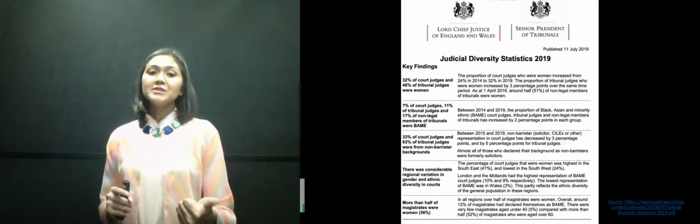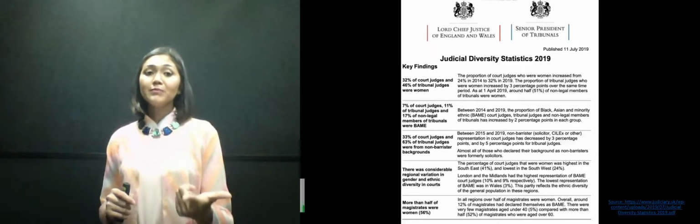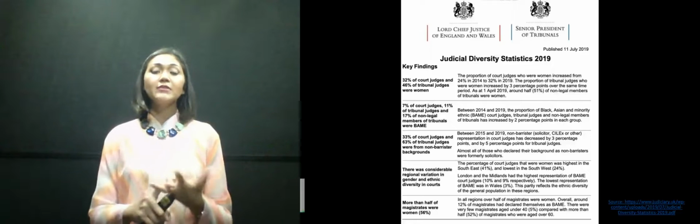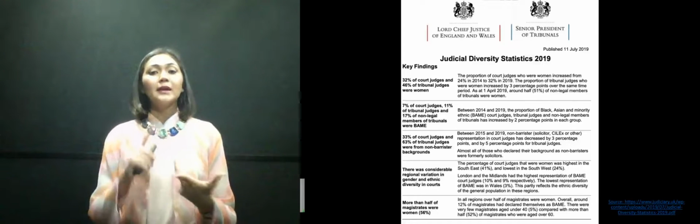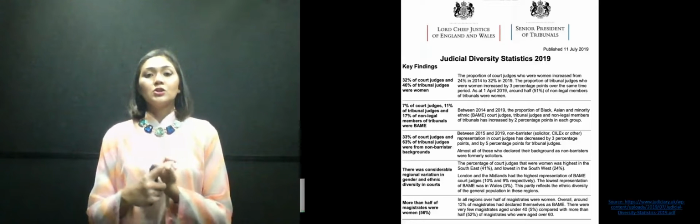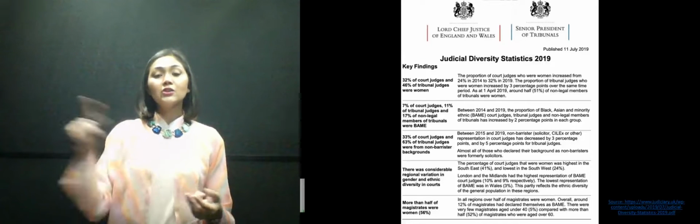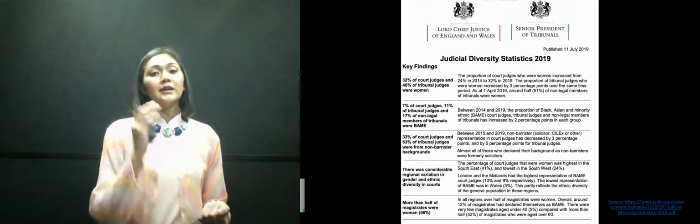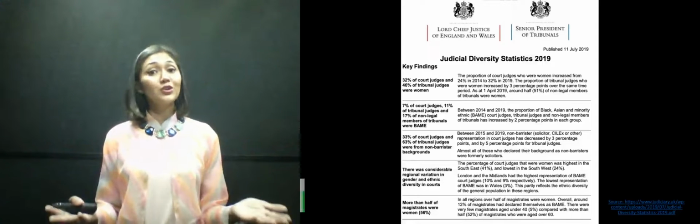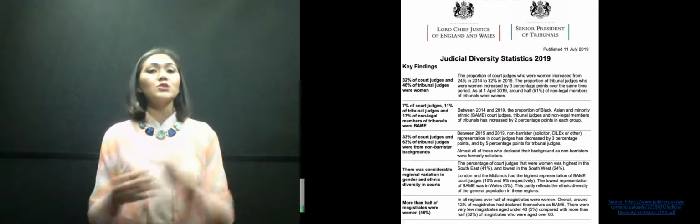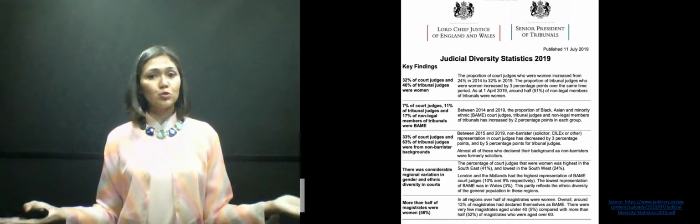At the second point, BAME stands for Black, Asian, Minority Ethnic. So 7% of court judges, 11% of tribunal judges, and 70% of non-legal members of tribunals were Black, Asian, or minority ethnic. As you can see, there is an increase of 2% in each group from 2014 to 2019. So it's a good thing. There has been an increase in terms of diversity when it comes to appointment.